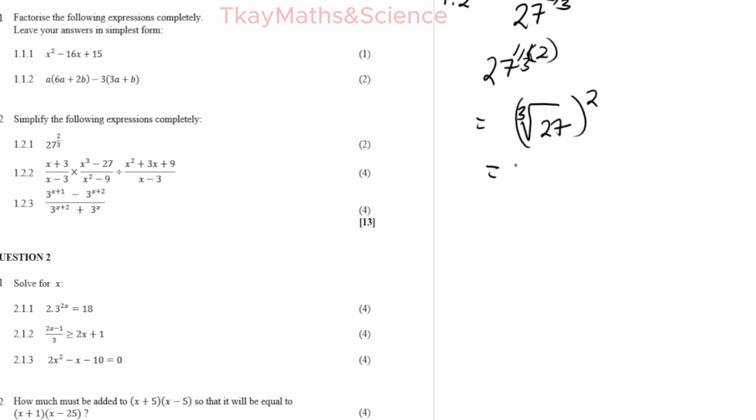Okay, so cube root of 27 is what? If we multiply 3 by 3 by 3, we get 27. So our cube root is what? Is 3. Then it remains as 3 squared. Then our answer is equal to what? It's equal to 9. All right. So let's go on to the next one, which is this expression here.